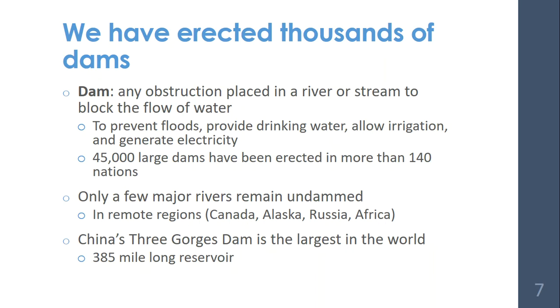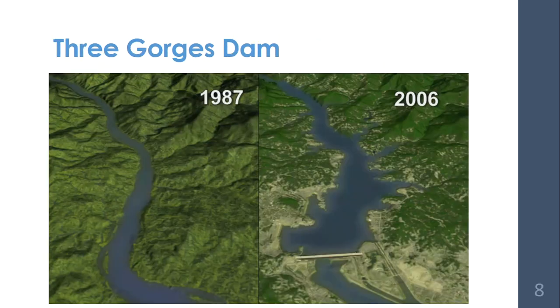China's Three Gorges Dam is the largest in the world. It has a 385-mile long reservoir behind it. Here you can see the Three Gorges River in 1987 before it was dammed. Once you erect a dam, the area behind it floods, and this becomes your reservoir. There were people who were living here who were removed. One of the benefits of having a communist regime is that you could just tell people, oh, you're moving now. In the US, it happens a little bit differently. But we're not really constructing new dams in the U.S. We're mostly removing them.